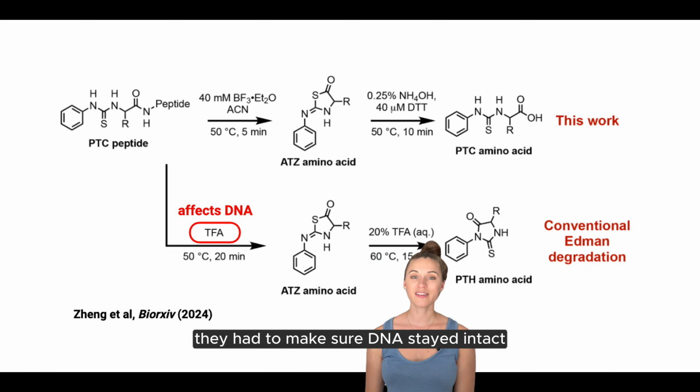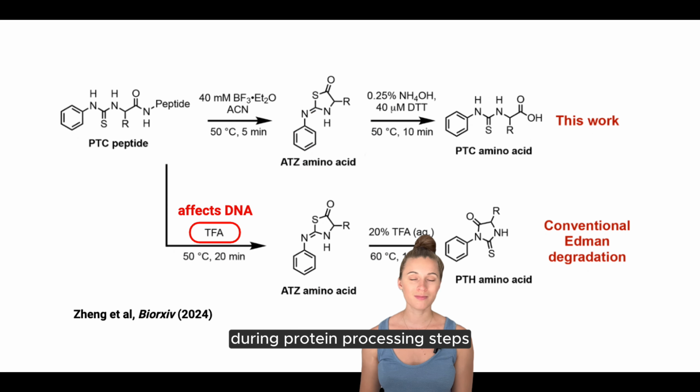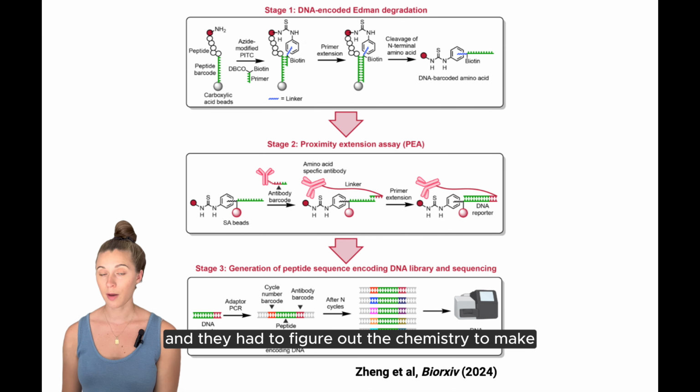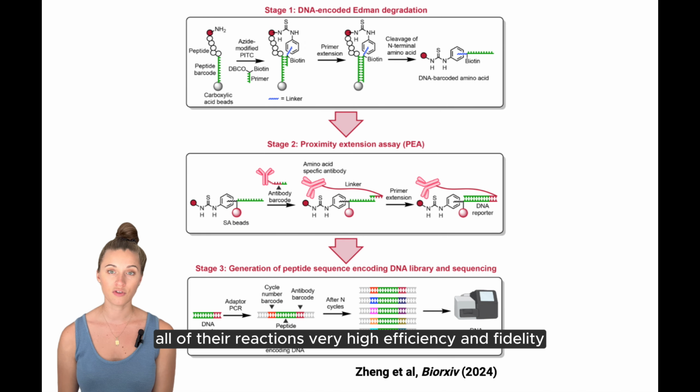So, quite a lot of problems had to be solved to make this strategy work. They had to make sure DNA stayed intact during protein processing steps, not trivial. They had to make their own antibodies to bind their amino acids, and they had to figure out the chemistry to make all of their reactions very high efficiency and fidelity.